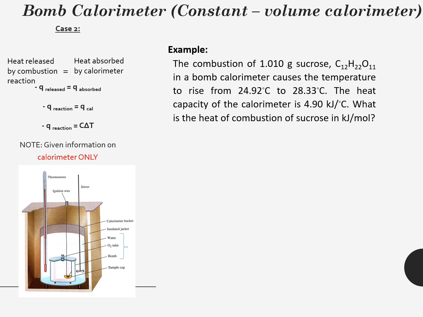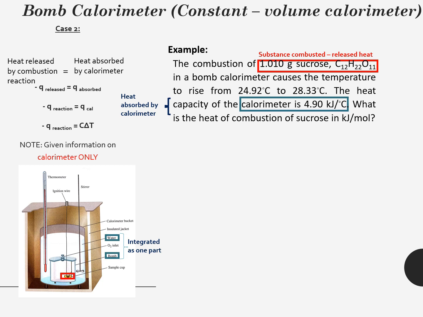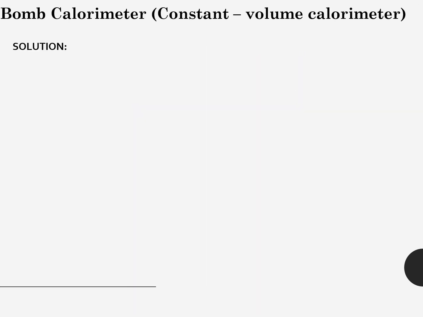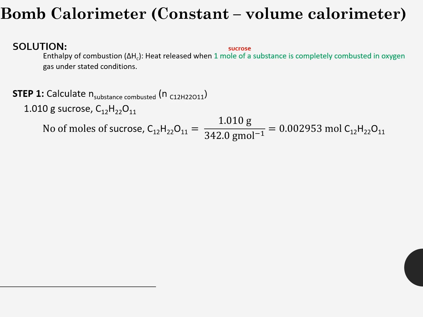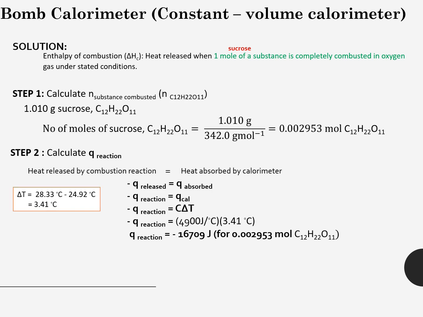In this question, we can see that the substance combusted is sucrose, and the surrounding is just the calorimeter, as only the heat capacity of the calorimeter is given. To determine the enthalpy of combustion of sucrose, the same 3 steps as in case 1 are followed. Step number 1 is the same. We calculate the number of moles of the substance combusted, which for this question is the number of moles of sucrose. Then in step number 2, we calculate the Q reaction corresponding to the 0.002953 moles of sucrose combusted. For case number 2, as the surrounding now is just the calorimeter, only the calorimeter term appears in the equation to calculate Q reaction.